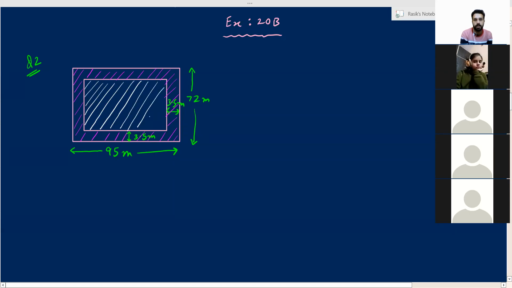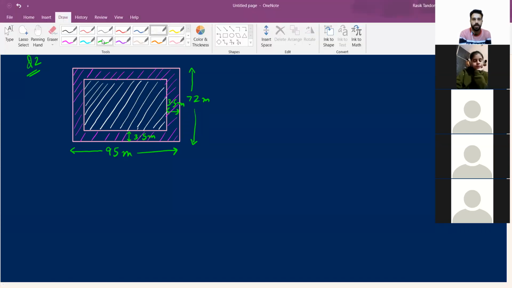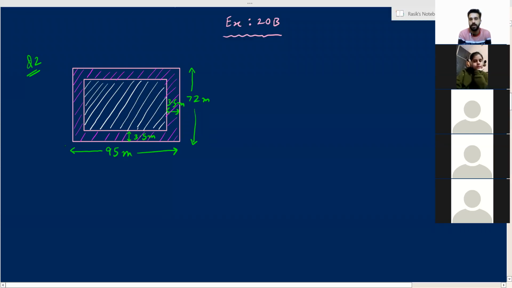Are you getting it? All of you? Two things we have to do in the same question. First of all, we have to construct the path. And the second thing, we have to lay the grass in the white portion of the plot. So for both the things, we need the dimensions of the inner rectangle. Do we know the dimensions of the inner rectangle till now? No, but we can find out.